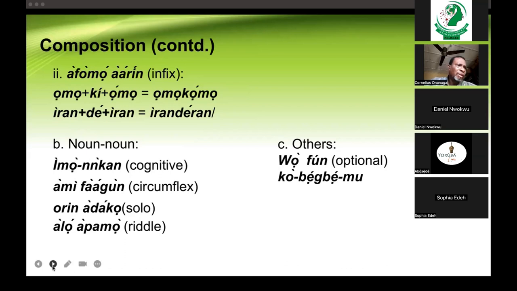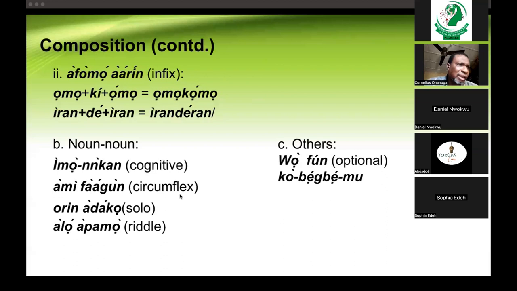So still on construction, we have the noun constructions, that is having two different nouns or nominal words coming together to give a singular meaning. Imo nkan: imo is a noun, nkan is a noun as well. The meaning now is cognitive. Ami faagun, through the noun construction, means circumflex. Orin adako, solo song rendered by a person. Alo apamo, riddle. These two nouns are telling us that we are talking about riddles.